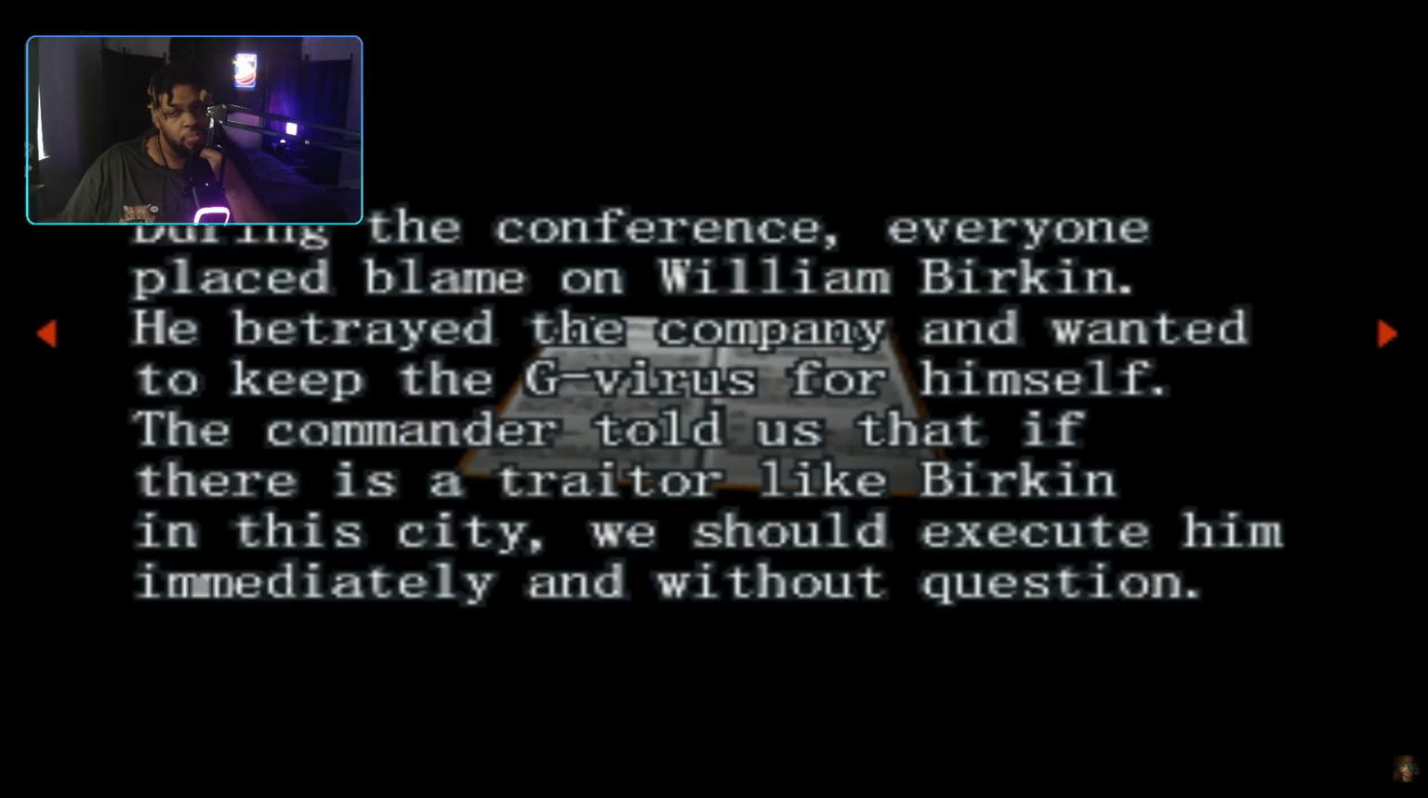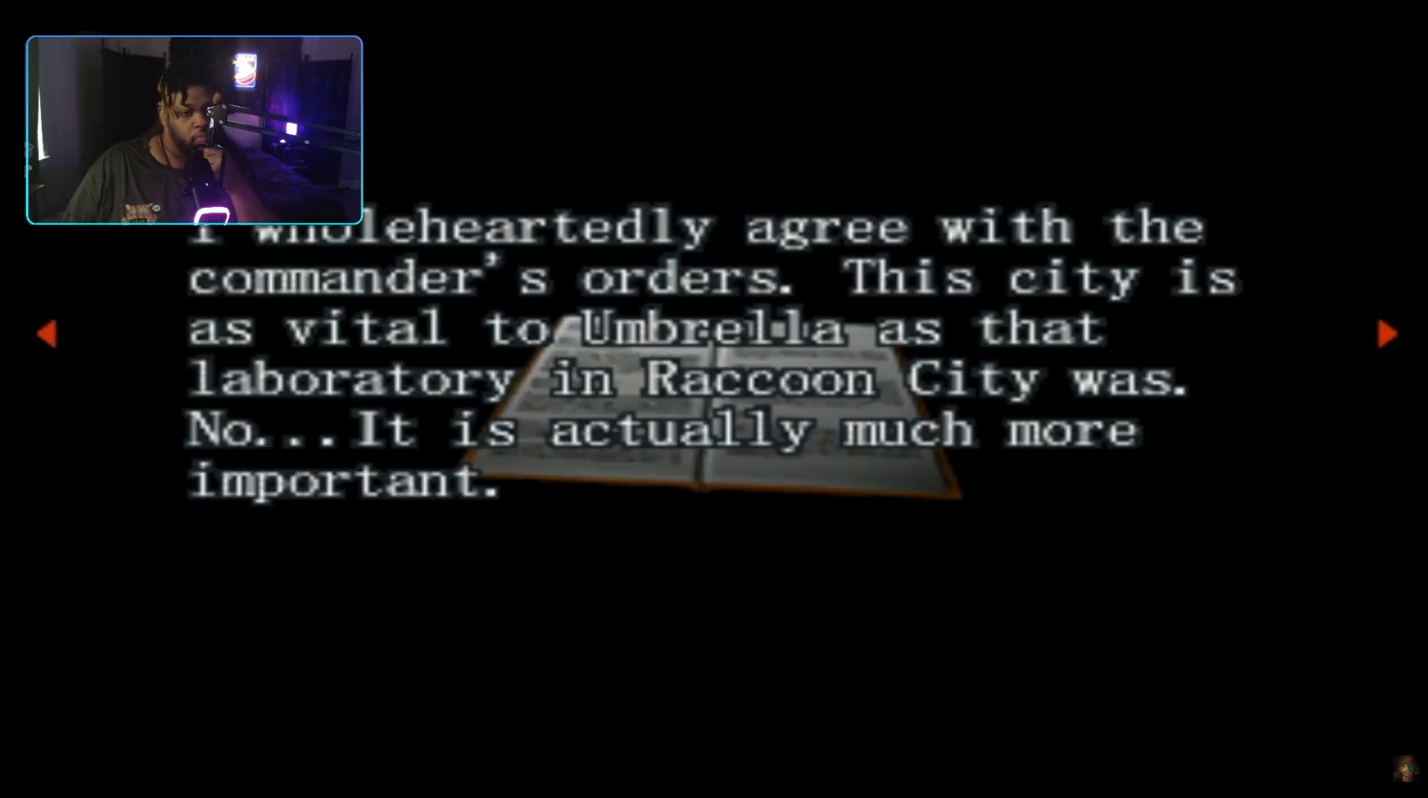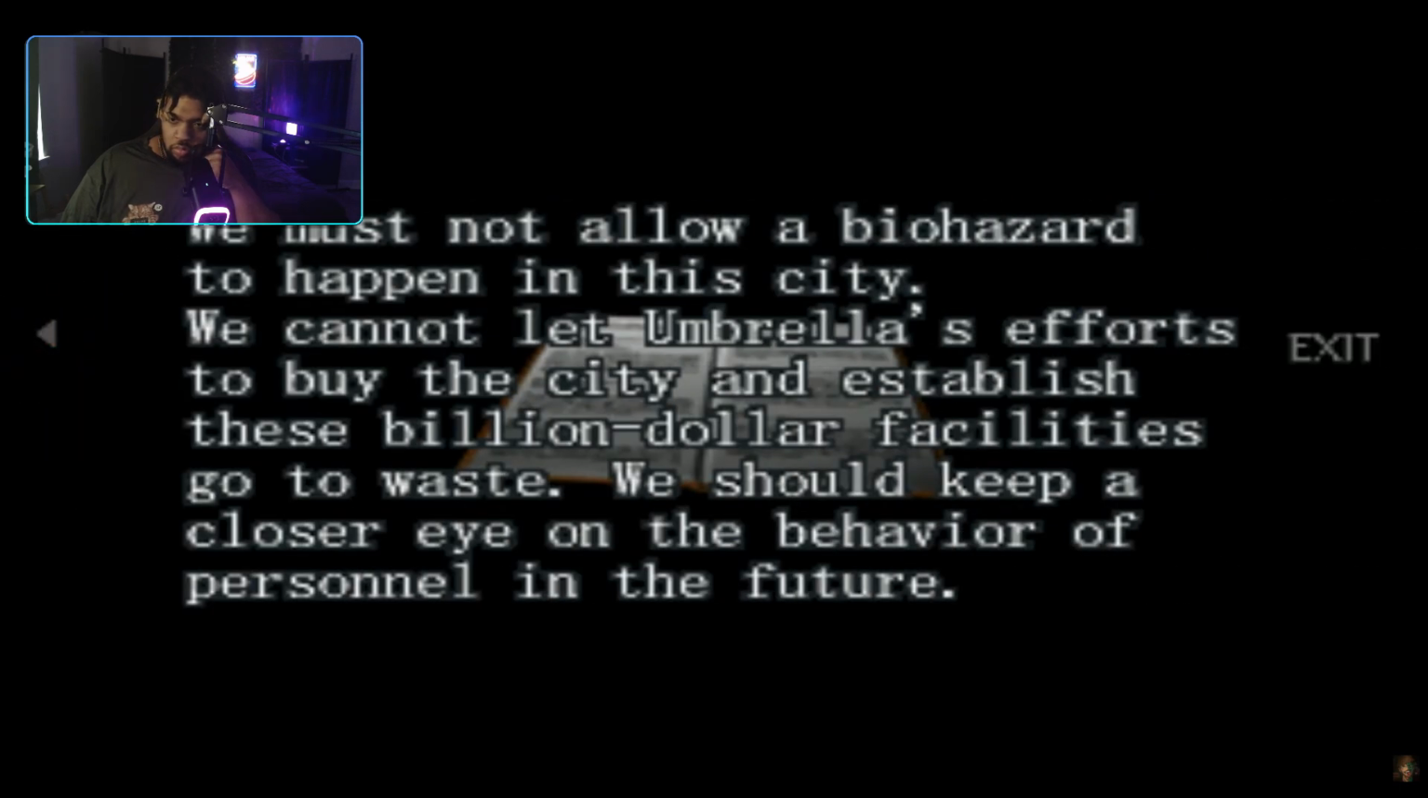The commander of the city had told the section leaders that if they have any traitors like Birkin in the city, then they should execute them immediately and without question. The commander told them that this city is even more important to Umbrella as Raccoon City was. The church manager writes that they can't allow a biohazard containment leak to happen in the city, as that would essentially waste the money that Umbrella has poured into acquiring the island, as well as establishing these expensive facilities. They all agreed to keep a closer eye on the personnel there.